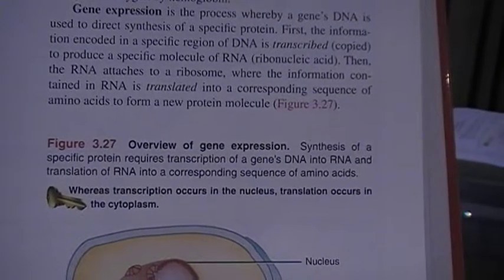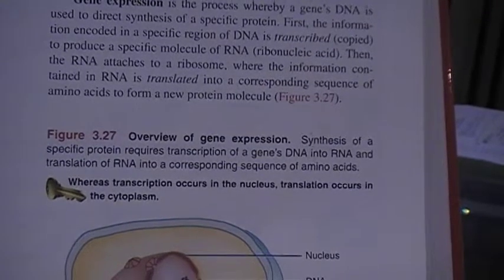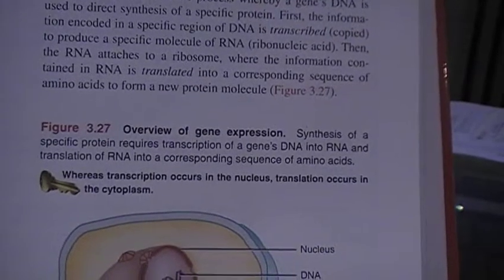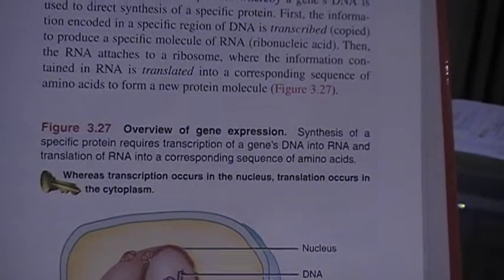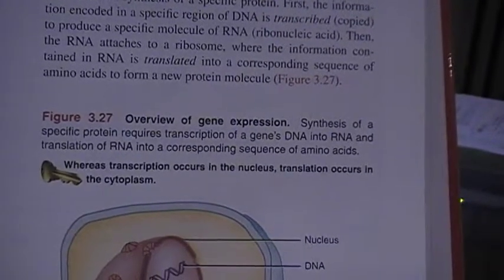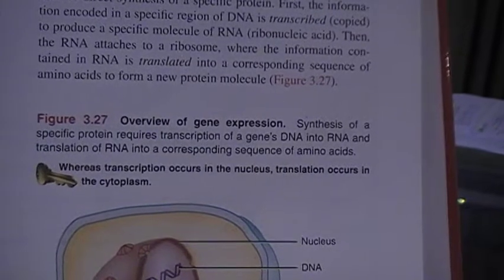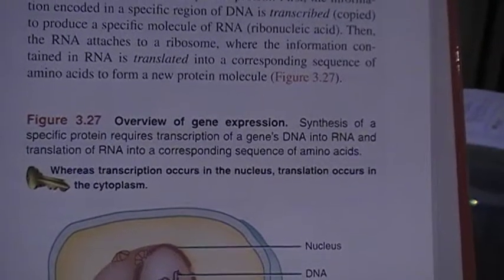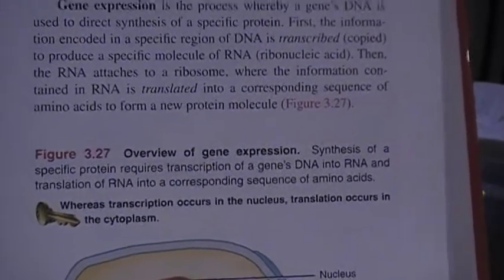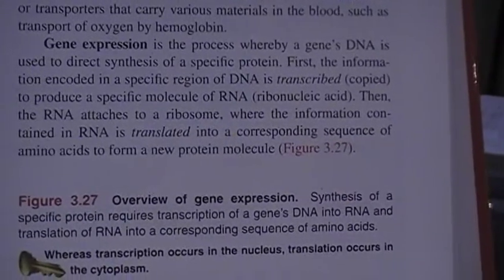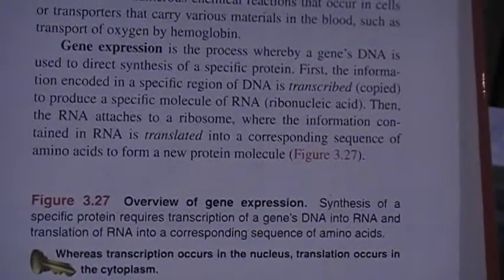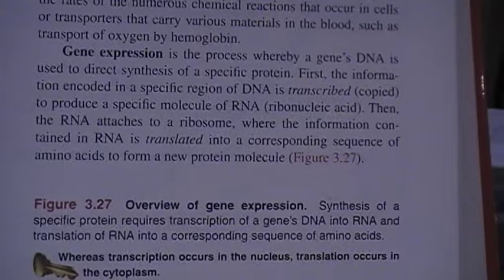First, the information encoded in a specific region of DNA is transcribed, which means copied, to produce a specific molecule of RNA, which is ribonucleic acid.